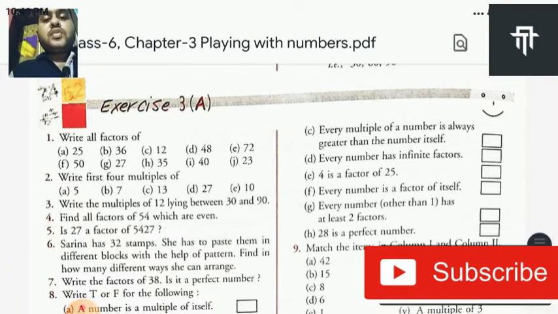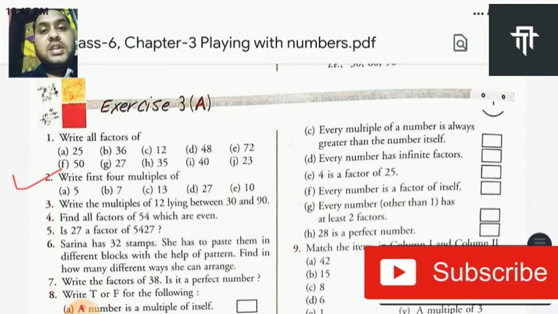Now question number 2. Question number 2 is, write the first 4 multiples of 5, 7, 13, 27 and 10. There are a few numbers given, and we need to find the multiples of these numbers. So we know what a multiple is: all the numbers that are present in the table of that number are called multiples. So we need to find the numbers which are present in the table of the given number.